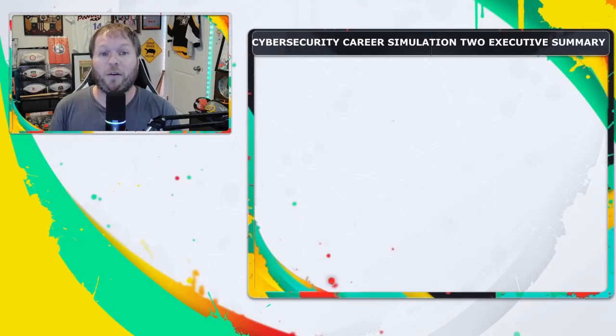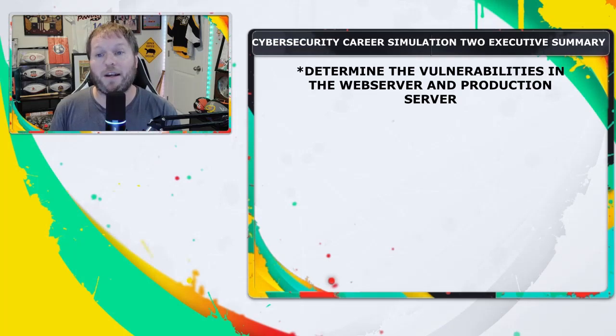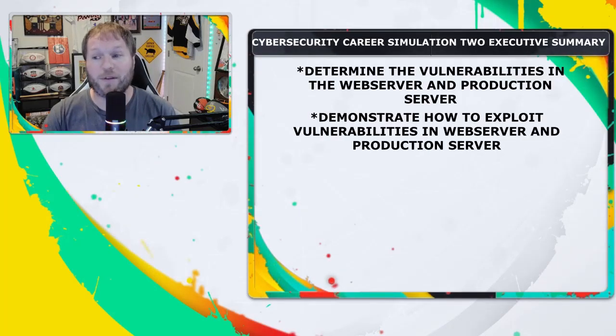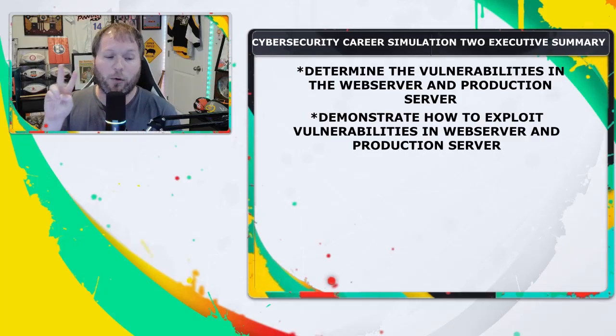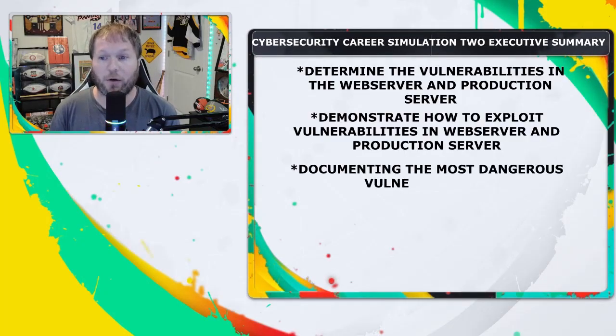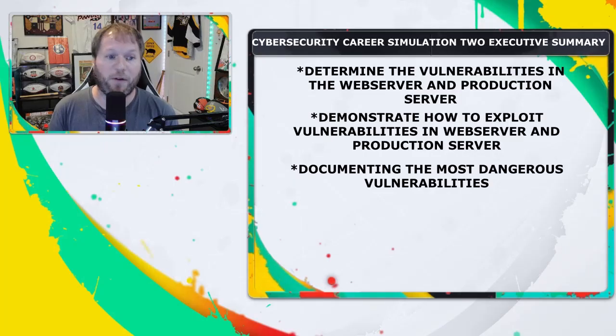We're tasked with determining the vulnerabilities of the new production server and to provide specific examples of how any vulnerabilities could be exploited. We're also asked to do this on the web server in the demilitarized zone. Other things that we'll be doing as well, we'll be exploiting two vulnerabilities in each the web server and the production server, also documenting it by the CVE number and also the level of severity.